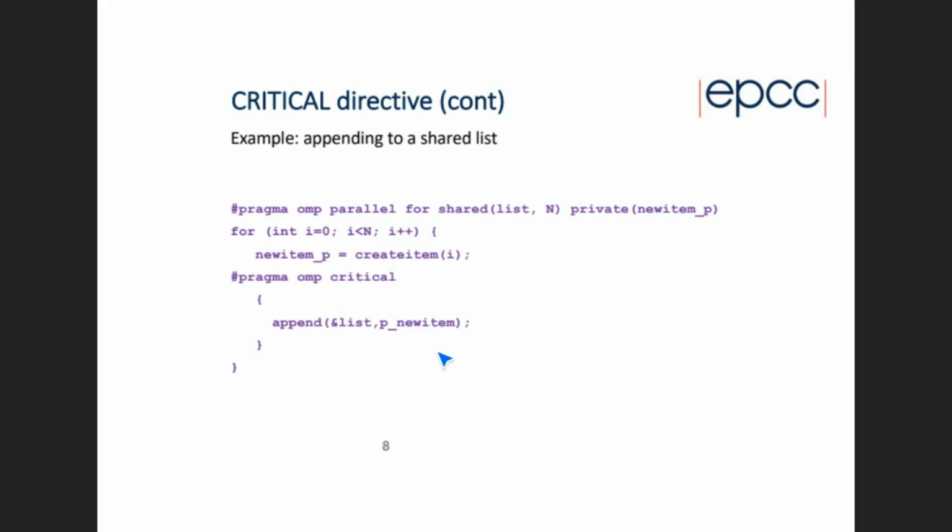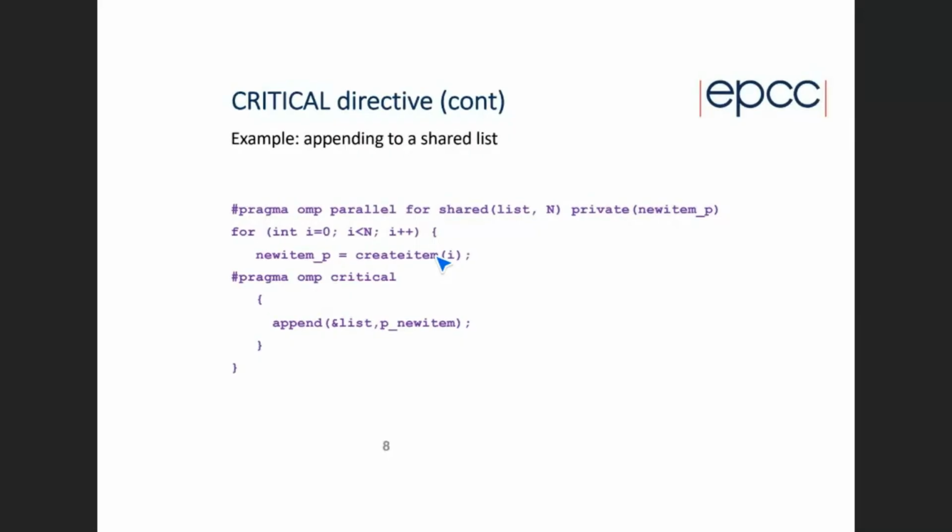So this would be a convenient way of doing it. I can take my loop and apply a combined parallel for directive to the loop so that it executes in parallel, and then for each iteration, threads will independently be calling create item. So those calls can happen in parallel, but then they enter the critical section, so only one thread at a time is able to append the new item to the list.